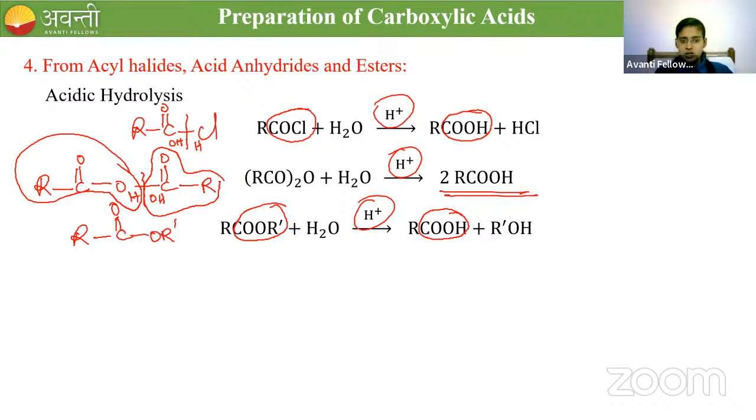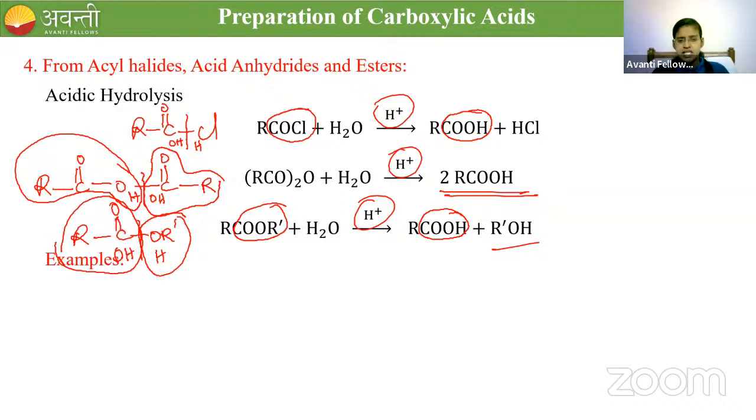In case of ester also the same thing. You have to break the CO bond, add OH and H like this. So I will get a carboxylic acid as one of the components and R-OH will be the other component. Alcohol will be the second component. Great.